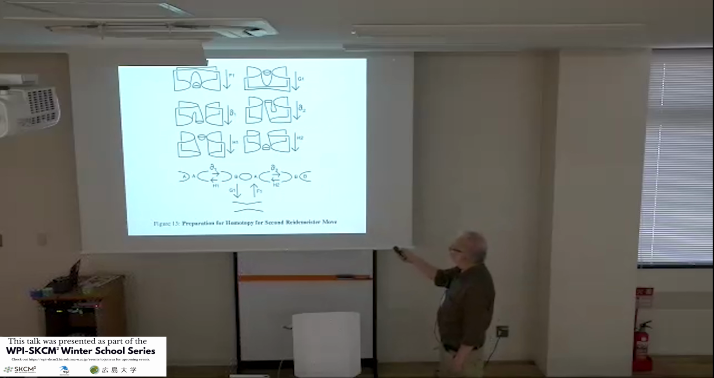F1 goes from these to giving birth to a circle. G1 lets a circle die. Boundary 1, you see how boundary 1 gives birth to a circle, but not strictly birth. It goes through a saddle. Boundary 2 lets a circle die by going through a saddle point. H1 lets a circle die, and H2 gives birth to a circle.